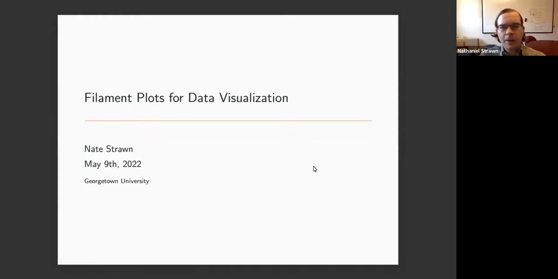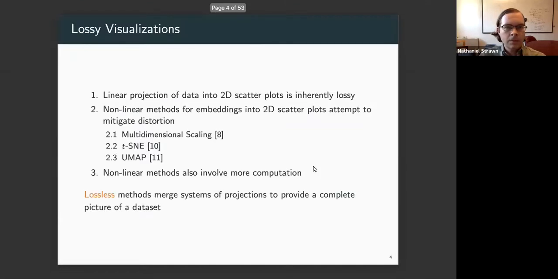So I'm going to talk to you about filament plots for data visualization. To begin with, let's talk about standard data visualization procedures and what kind of failings they have. Our standard 2D scatter plots are inherently lossy. If you have higher dimensional data, you're necessarily losing some sort of information.